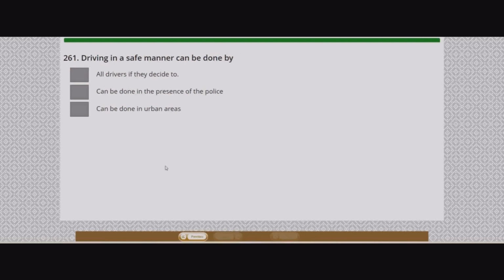Driving in a safe manner can be done by all drivers if they decide to. Allowing extra travel time is one of the good driving practices. Make your journey safer and more pleasant by planning the journey in advance. Driving at your best conditions means not driving when sleepy or tired. Driving in a relaxed manner can be achieved by driving in the slow lane when possible.